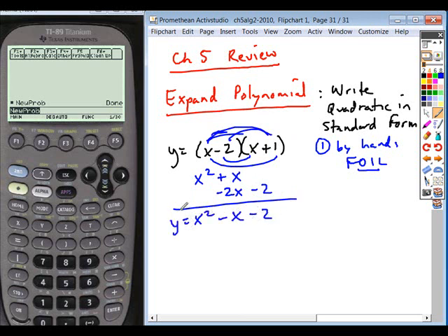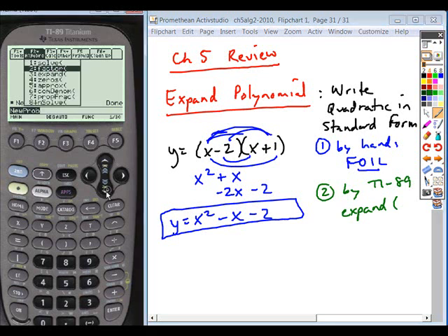But you get your equation expanded out, written in standard form, or that equation in standard form. If you're going to do this by calculator, you're going to use the expand key or command. And let's test it and see.